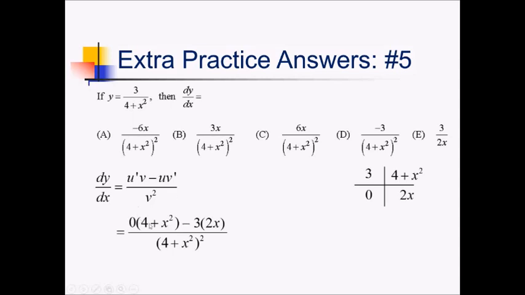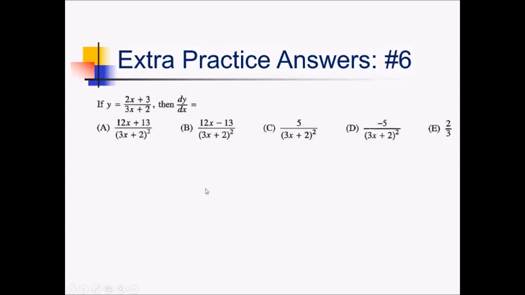Well, 0 times all this is just 0, and we have only a minus 3 and a 2x left, so that's negative 6x when the dust settles in the numerator. Does that match any answer choices? It does. Answer choice A. So we're calling this one done.